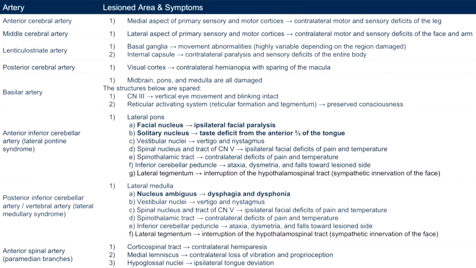The posterior inferior cerebellar artery, or PICA, is an important vascular contributor to the lateral medulla. For this reason, occlusion of this artery is also called lateral medullary syndrome. It's important to know that the PICA is a direct branch of the vertebral artery, so occlusion of the vertebral artery can also result in lateral medullary syndrome. Because the lateral medulla is damaged, we'd expect all the structures in this region to be affected. Let's pull up some of the figures to more clearly see what structures are damaged.